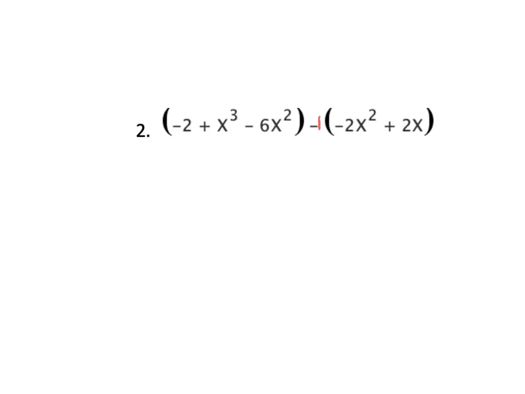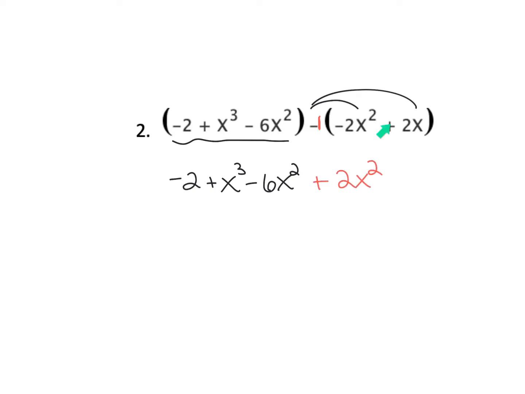So I'm going to put in my -1 here. I'll recopy this first trinomial, dropping the parentheses. And now I'm going to distribute my negative to the binomial. So -1 times -2x squared is positive 2x squared, and -1 times positive 2x is -2x. Now begin combining your like terms. Start with the highest degree, which is positive x cubed, and I don't see anything like with that, so that goes first. Next, I go on to the squared terms.